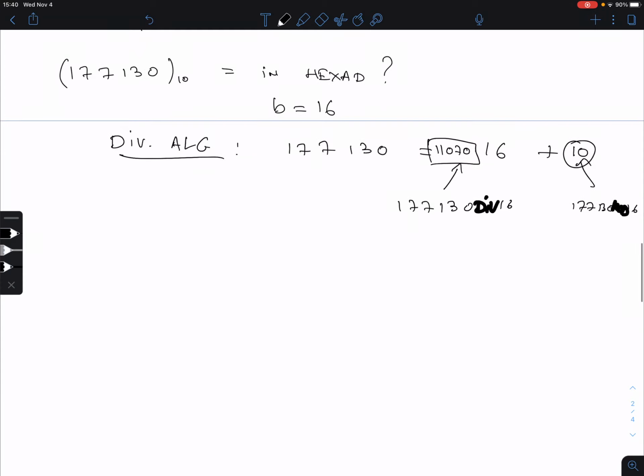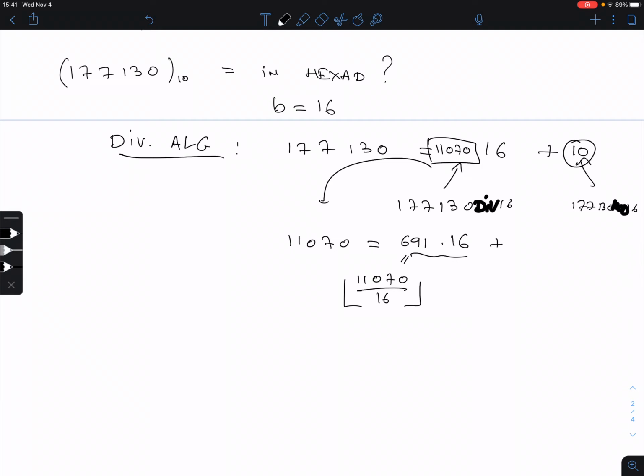We continue our operation. This becomes the new number to work with. We have to write it as a multiple of 16 plus a remainder, so divide by 16 and we get the remainder. I'm going to do this a little bit quicker. I hope now you know how to do this, right? So this is 11070 divided by 16, and then you floor it. And that number turns out to be 691. If you calculate the product, it is 11056. So what is left is 14.